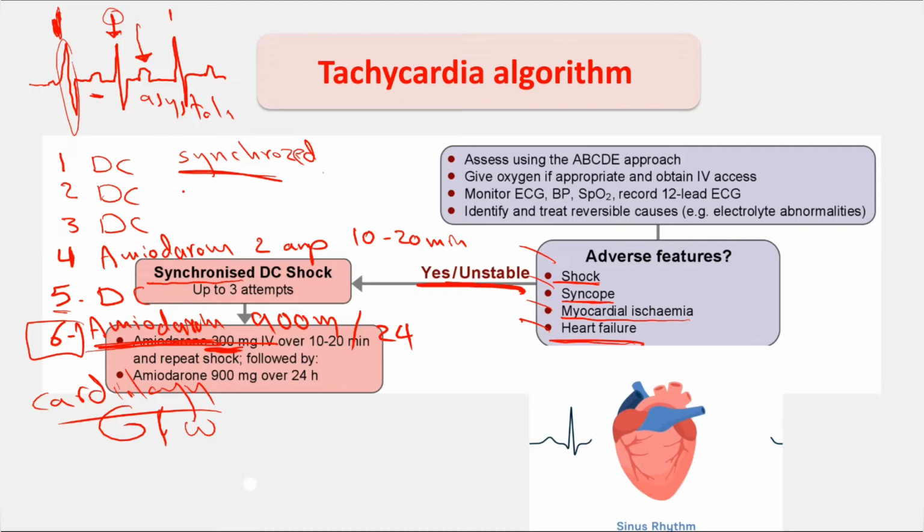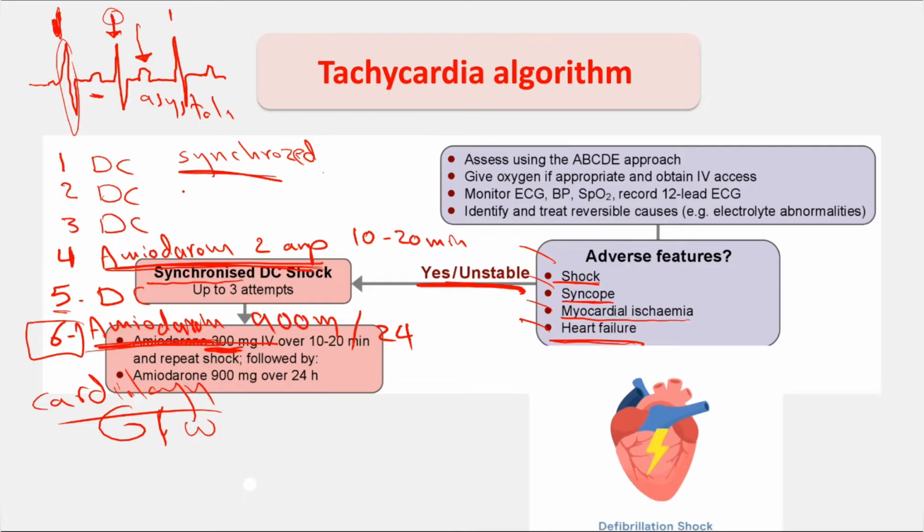So what if the patient refuses DC? What if the family of the patient refuses DC? Usually this does not need too much consent because the patient may die, but if they don't agree or you don't have the ability to give GA to the patient, you are in a faraway area, then you may start amiodarone as soon as possible.